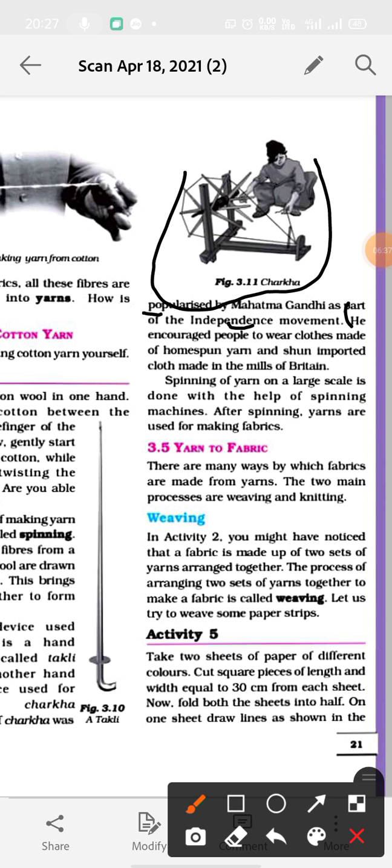He encouraged people to wear clothes made of homespun yarn and shun imported cloth made in the mills of Britain. Okay, so what does he do? He encouraged people to wear clothes made of homespun yarn.